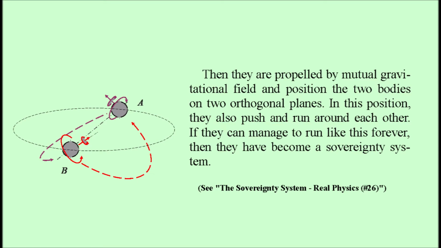Then they are propelled by the mutual gravitational field and position the two bodies on two orthogonal planes. In this position, they also push and run around each other. If they can manage to run like this forever, then they have become a sovereignty system.